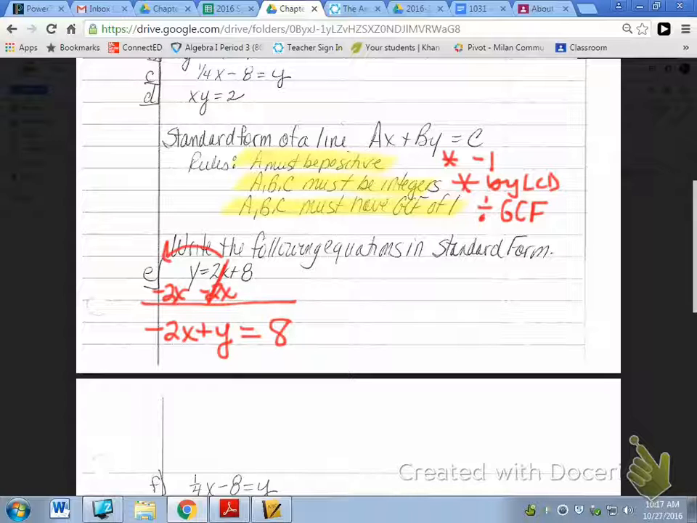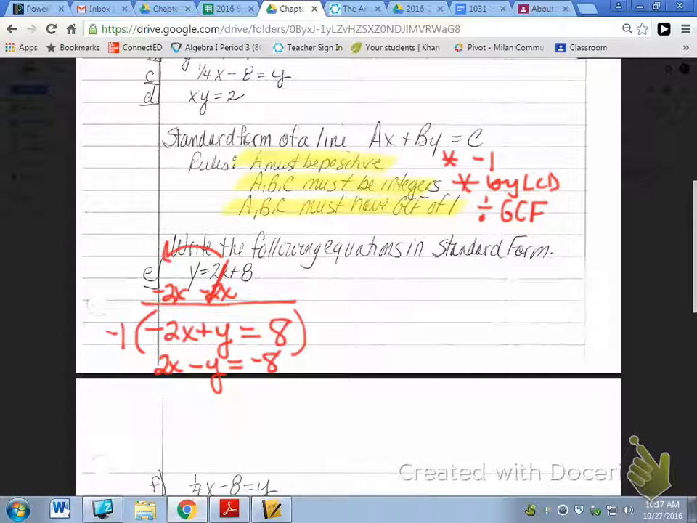Okay, look at the form. The x term is first, the y term is second, equal sign, constant term. Hey, we're almost there. But then you've got to check those three things that are highlighted. Is A positive? What is A? Negative 2. It's definitely not positive, so we've got to come back over here and do what I said over there, multiply times -1. And what that will do is just change all the signs. So 2x minus y equals -8.